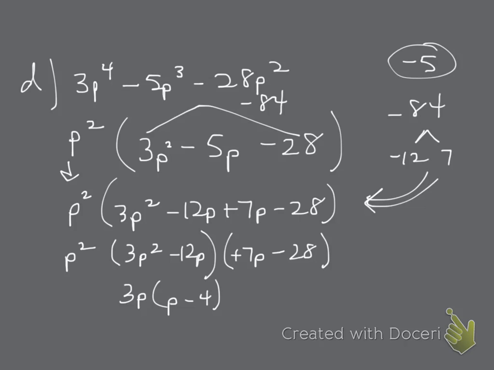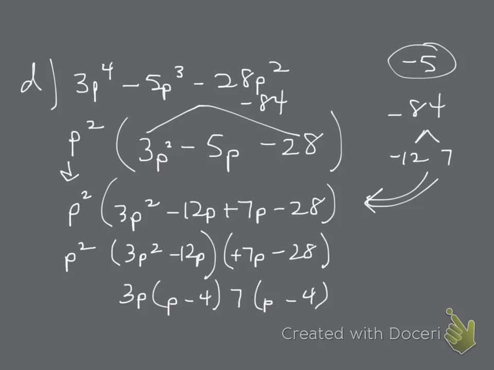On the other side, what do I factor out? 7. 7p divided by 7 is p. Negative 28 divided by 7 is negative 4. Okay, wow, we got the same thing right here. Is that a good thing or a bad thing? That's a good thing.